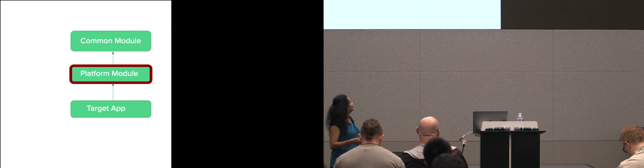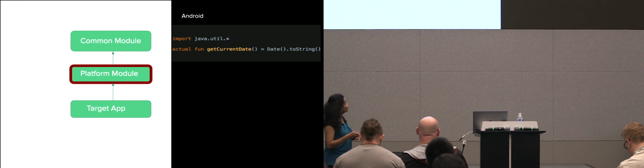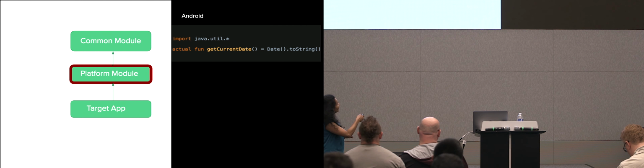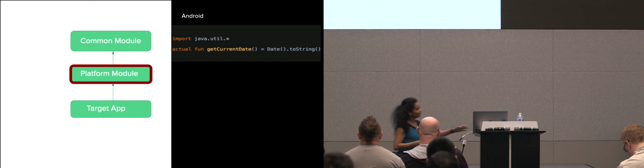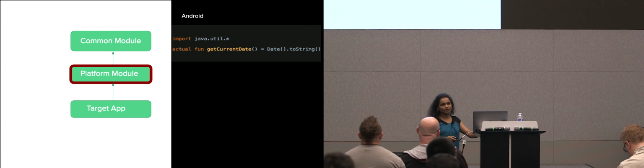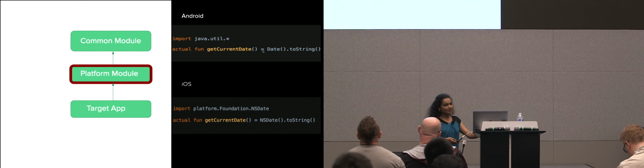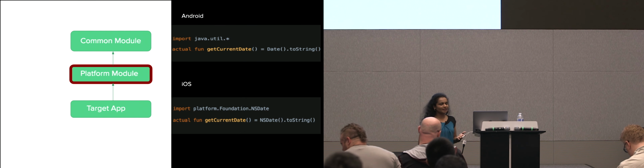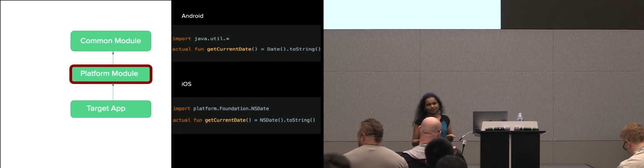For example, let's get into the Android version of the previous interface. In the Android case, we would add this actual specifier to that interface and implement the method, which in turn is returning the string value of the data object. And this one is the iOS specific code. In this case, we are just using the NSDate object and then converting that into the string.